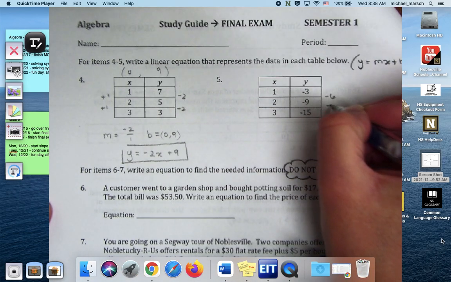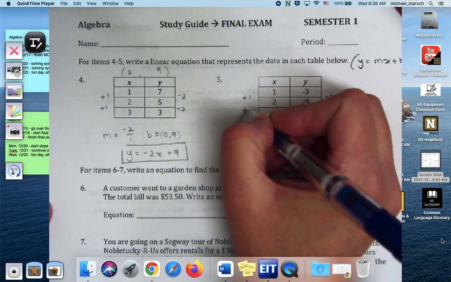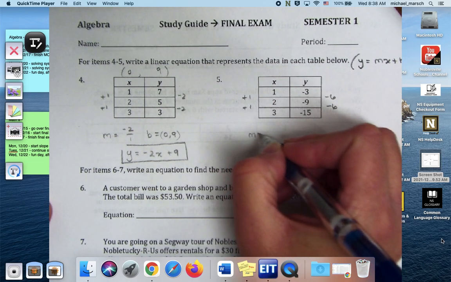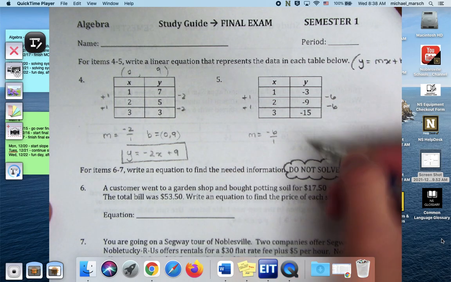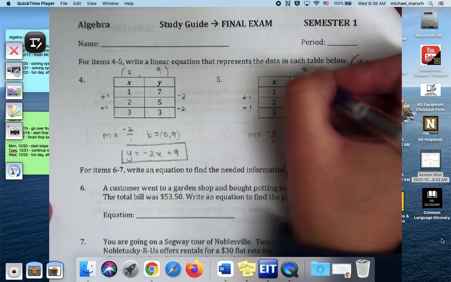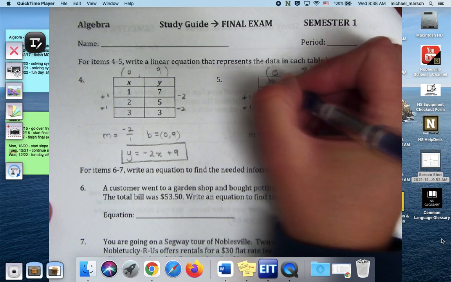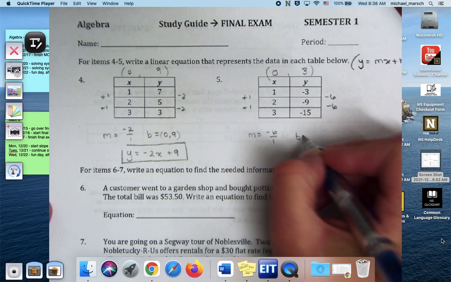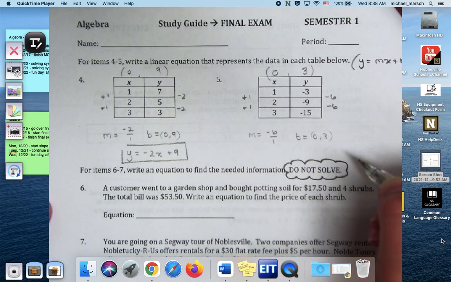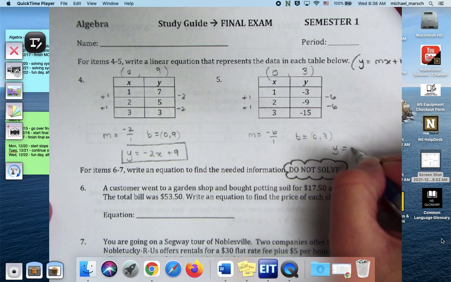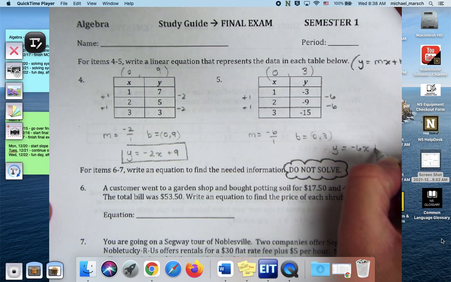Same thing here. I'm subtracting 6 each time, adding 1. So my slope is -6 over 1. If I went back up here, I would be at (0, 3). So then my y-intercept is 3. So I get y equals -6x plus 3.